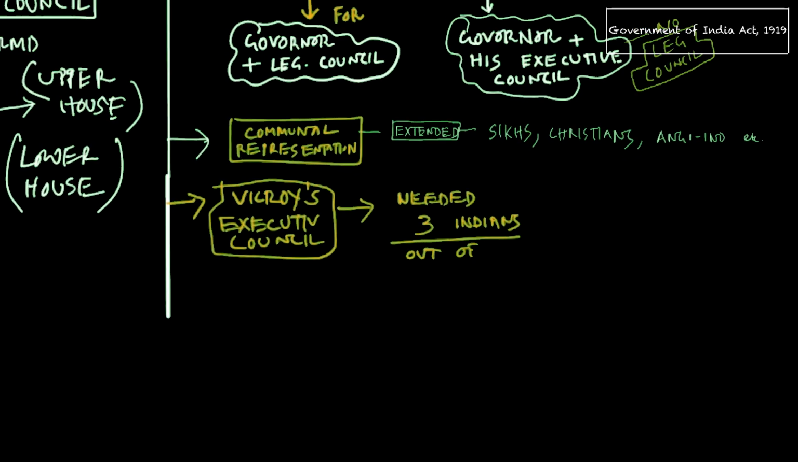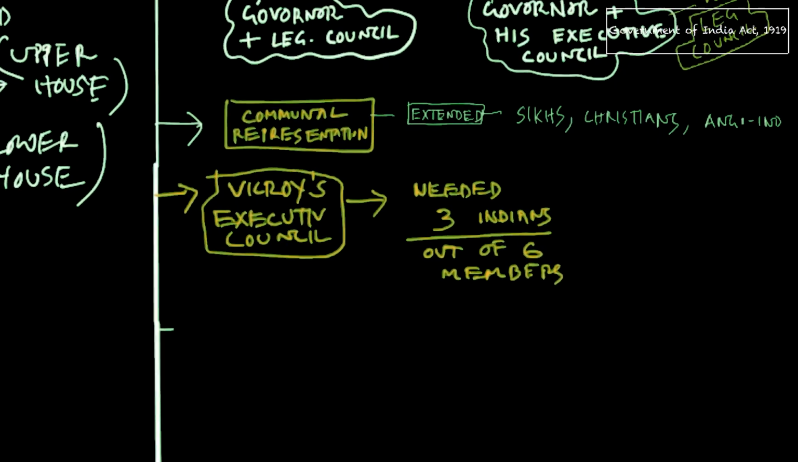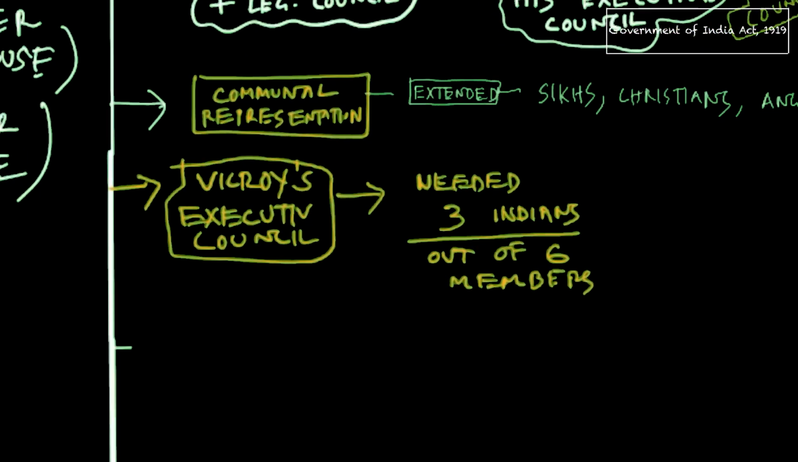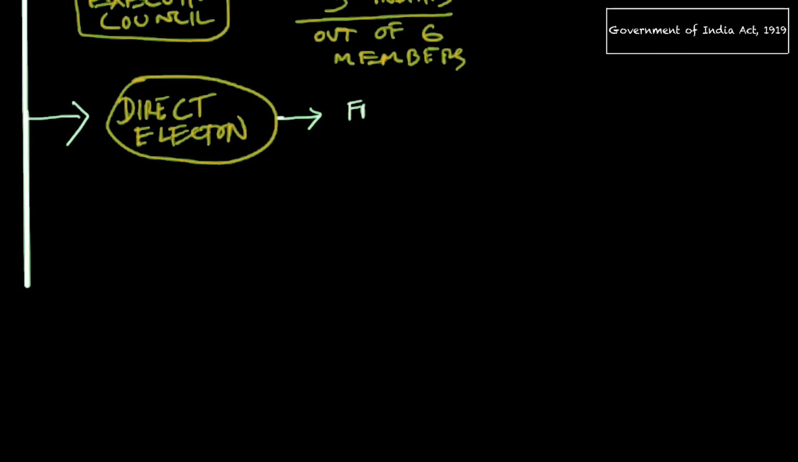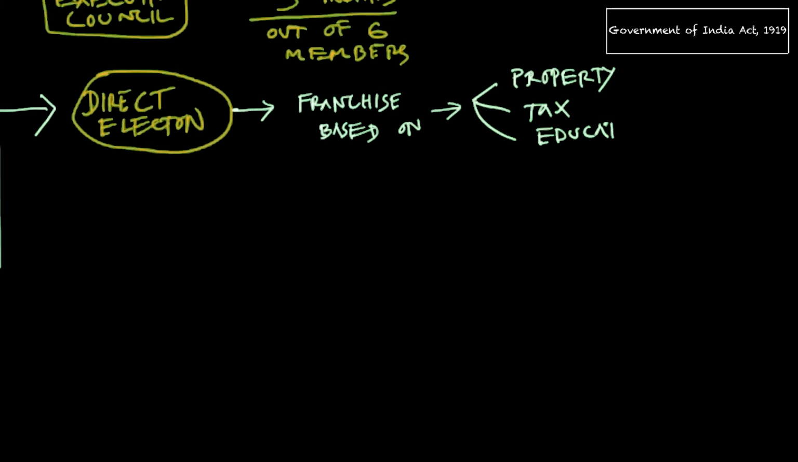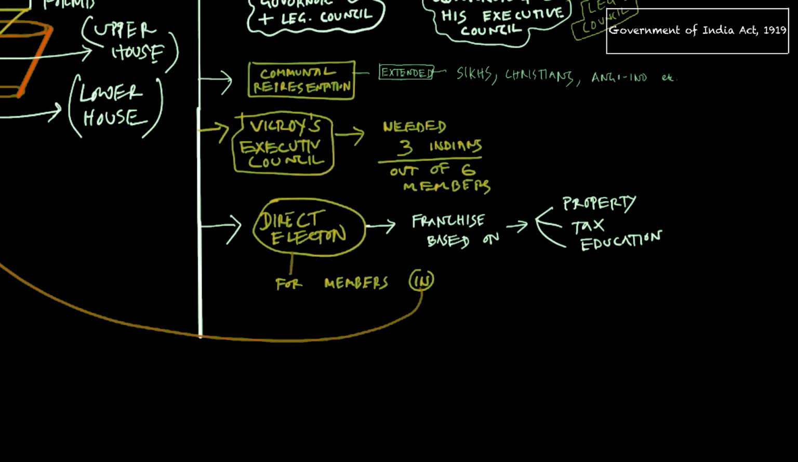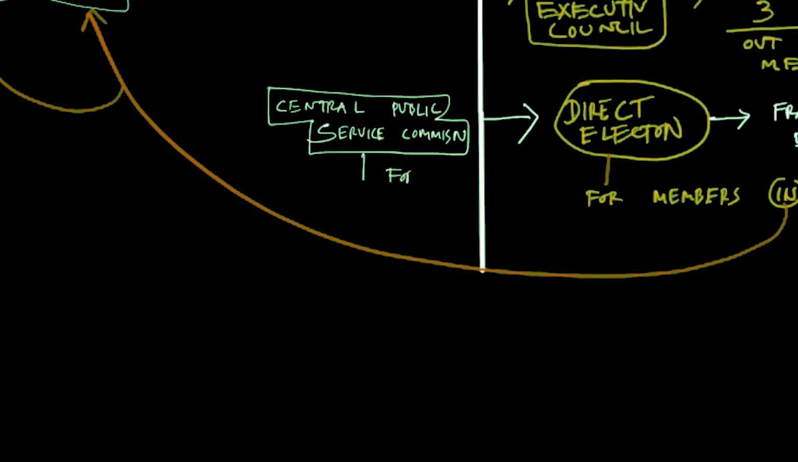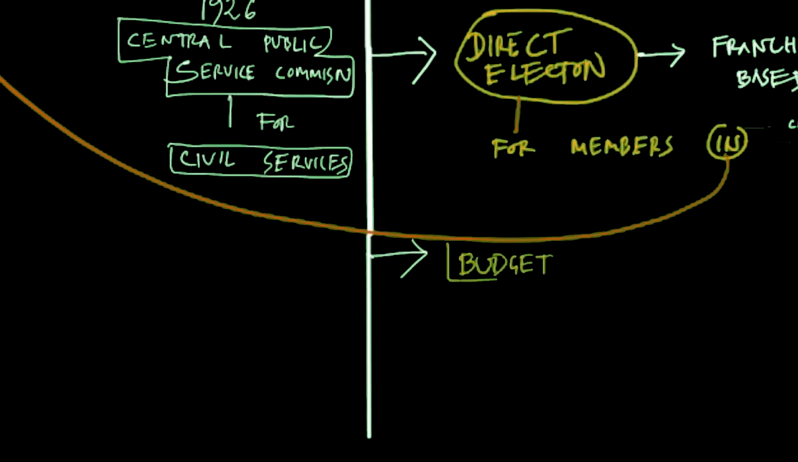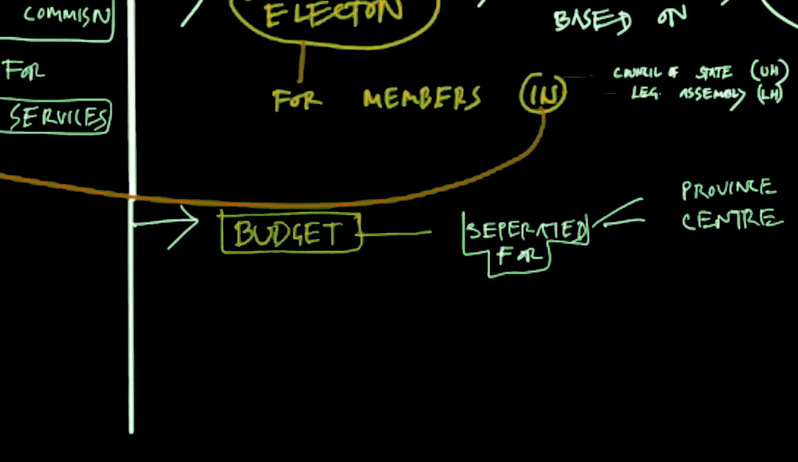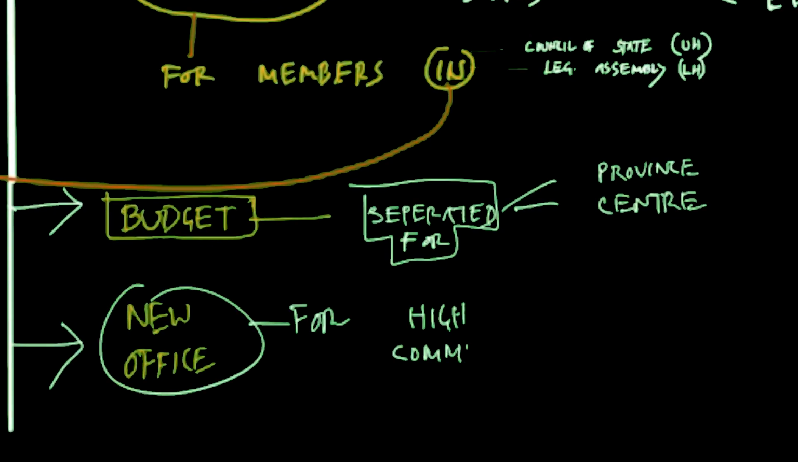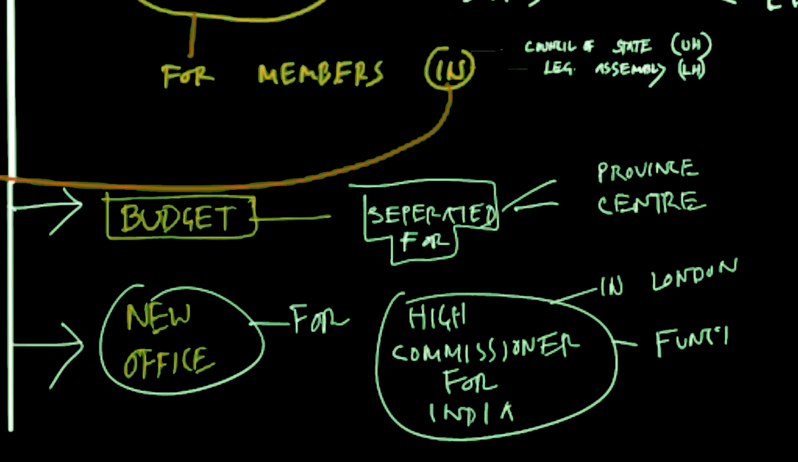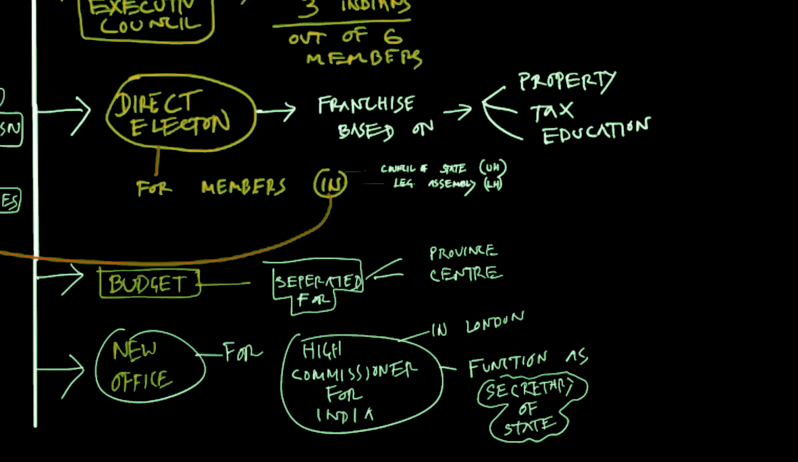The Act required that 3 of the 6 members of the Viceroy's Executive Council, other than the Commander-in-Chief, were to be Indians. It granted franchise to a limited number of people based on property, tax and education. It provided for the establishment of public service, hence a central public service was set up in 1926 for recruiting civil servants. Budget was separated for the first time for provinces and centre. The Act created a new office of High Commissioner for India in London and transferred to him some of the functions hitherto performed by the Secretary of State.